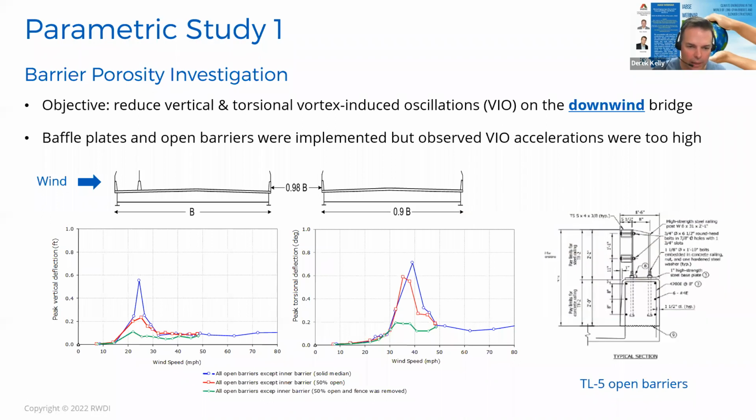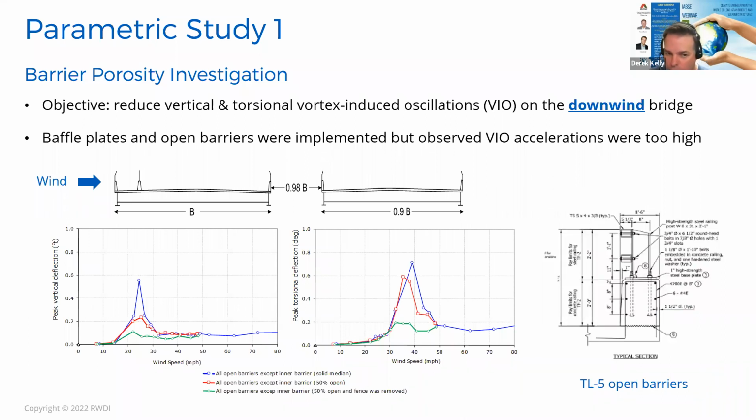If you look at the plot in the lower graphs, you have peak vertical response and peak torsional response. This is of the downwind deck. And these are all solid barriers as depicted in the upper graph. Serendipitously, each bridge is almost exactly the same width, B, and they're separated by almost the same distance B. So the wake of the upwind bridge has time to organize and adversely influence the downwind bridge.